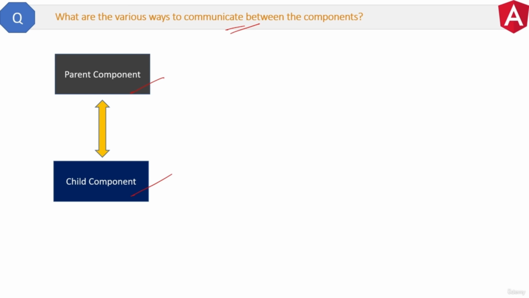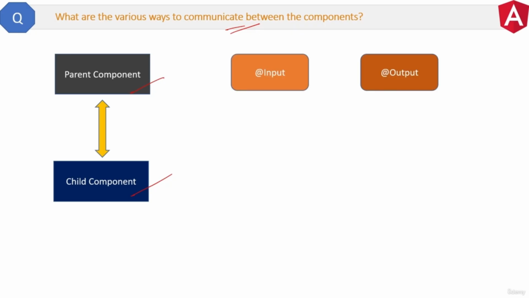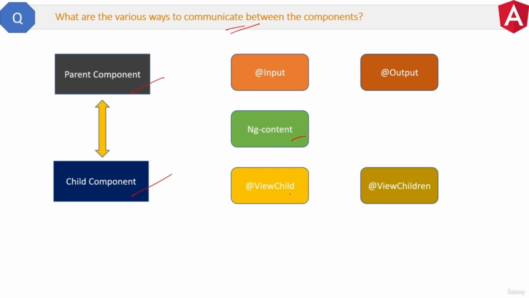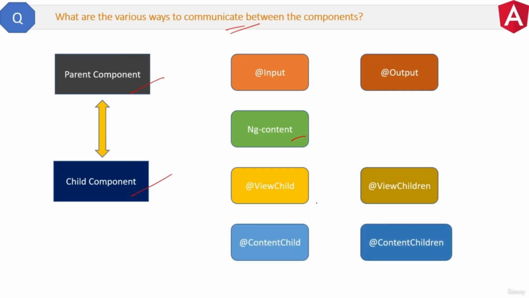Now, what are the various ways Angular provides to communicate between these two components? If we want to transfer data from one component to another component, then we can use @Input and @Output decorators. These we already discussed in our previous questions. Now to transfer the content, we have a few more techniques. First is ngContent. Second and third are ViewChild and ViewChildren decorators. And fourth and fifth are ContentChild and ContentChildren decorators.